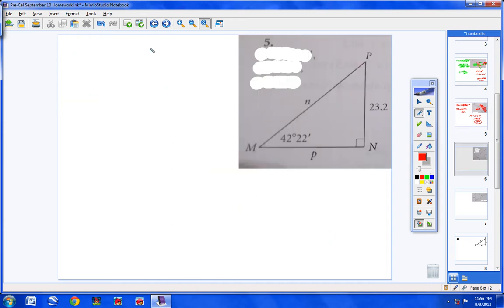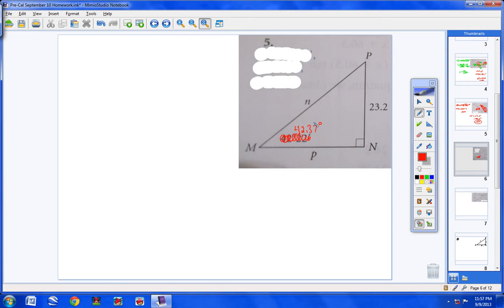Moving on to number 5. Okay, once again, we know two angles. I'm telling you right now, on these problems, I really don't want to have minutes and seconds. So what I'm going to do is convert 42 degrees and 22 minutes over to 42.37, all right? So you can do that conversion on your own, or you can just trust me this is right.